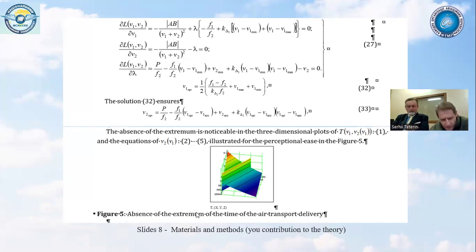And this is illustrated with the diagrams. So in figure 5, you see a three-dimensional plot. This hyperbolic plot is the unconstrained time of the delivery. And this plane surface, intersecting the hyperbolic surface, has no minimal time. So this is the illustration of what I mentioned about no extremum conditions for the first simplified case.